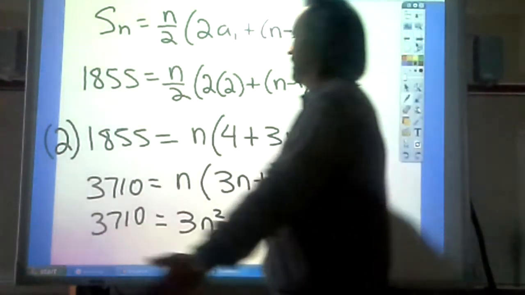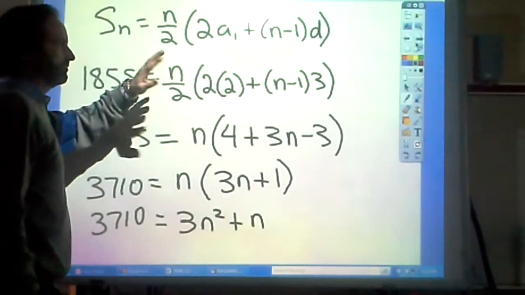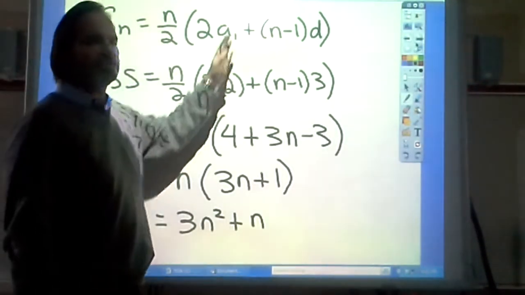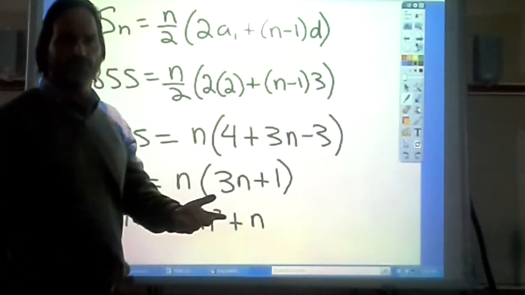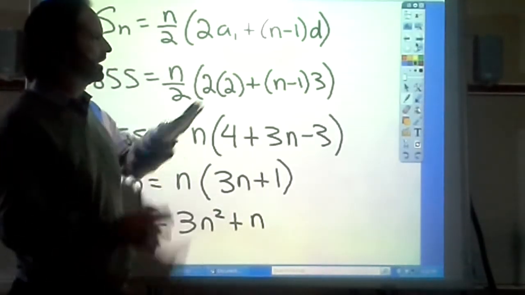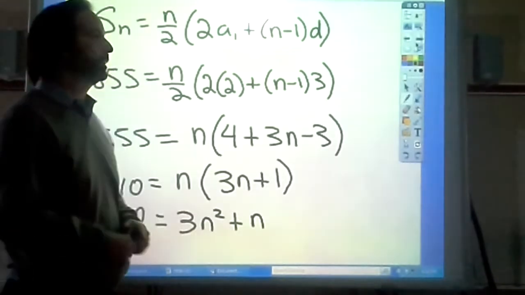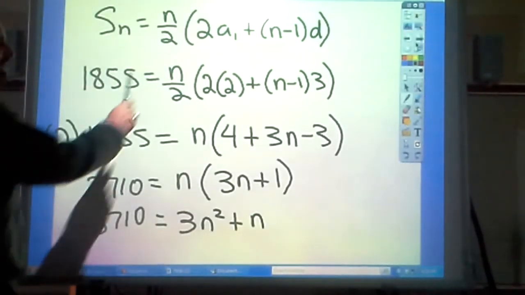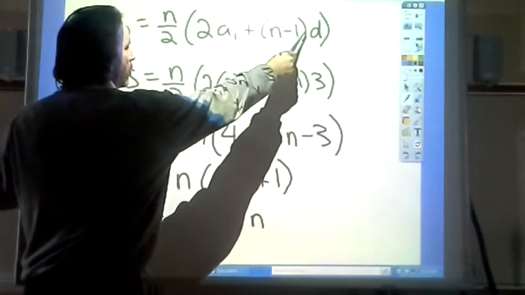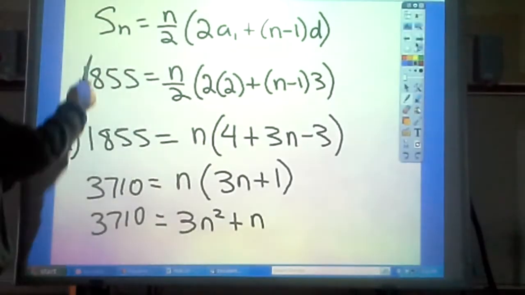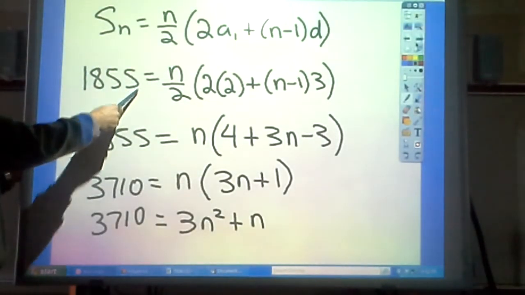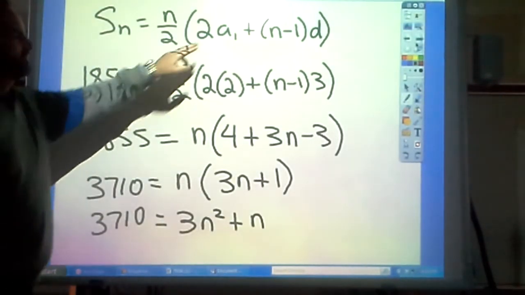All right, here's that formula, which is basically n over 2 times the first plus the nth term. But we don't know the nth term. But we had to change it so we can just solve for n. There's that 2 times a plus n minus 1 times d. That's the same thing for the sum. We know that's 1855. And we know our first term.